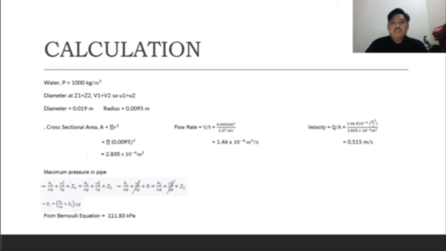Then after that, we're going to calculate the velocity, which is velocity equal to Q over A, and velocity equal to 1.46 times 10 power of -4 divided by 2.835 times 10 power of -4, and we get the velocity equal to 0.515 meter per second. After that, we're going to calculate the maximum pressure in pipe. We use the formula P1 equal to P2 divided by rho g plus Z2 times rho g. Then we get the P1 equal to 111.83 kilopascal.